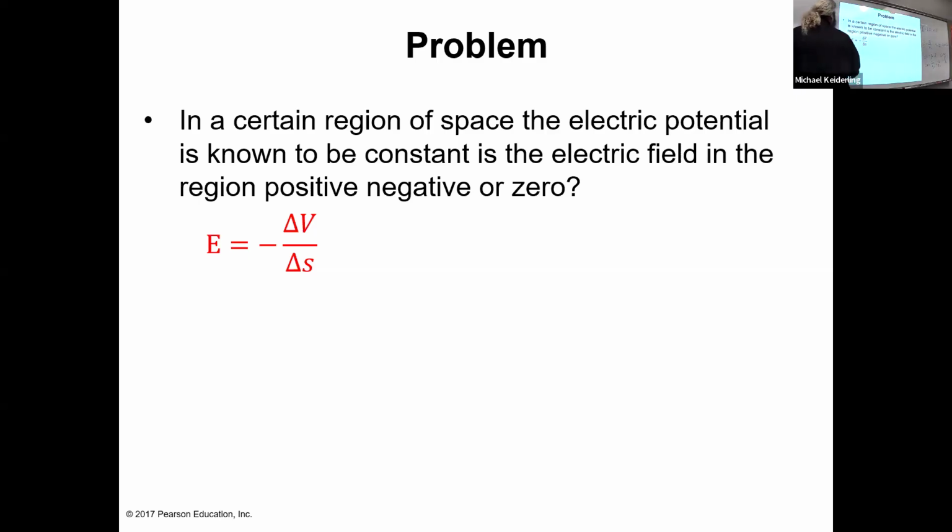Electric field is minus delta V over delta S. Delta V is zero because electric potential is constant. So electric field is zero. That's what happens inside a conductor, for example. In a conductor, you have no electric field. The potential throughout a conductor is always constant.